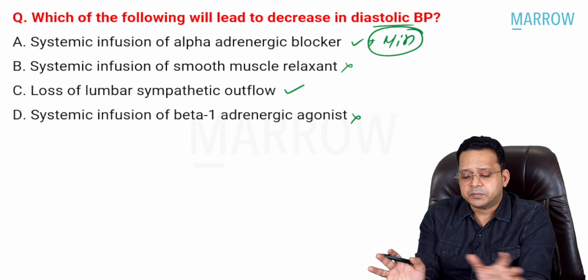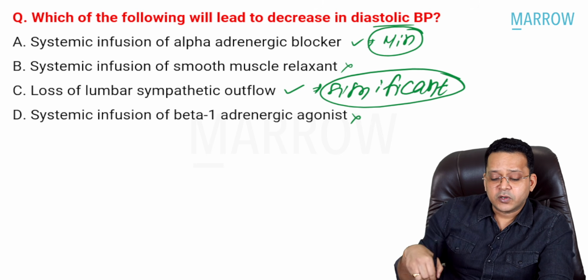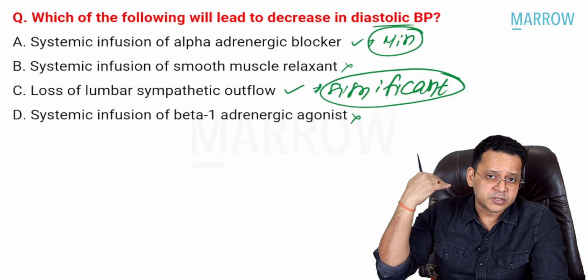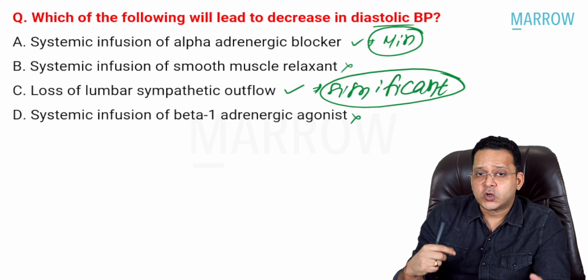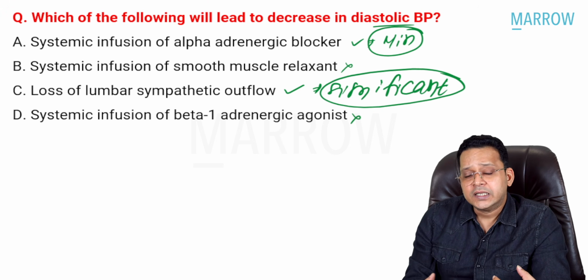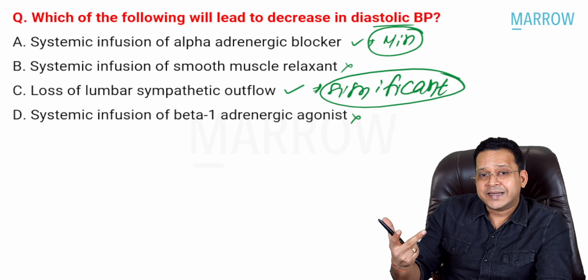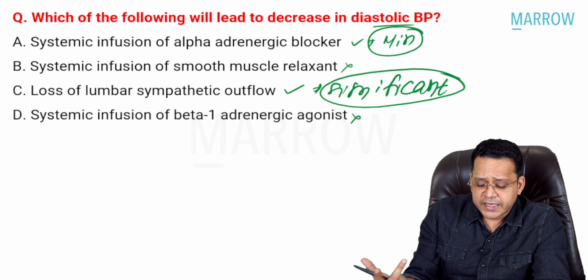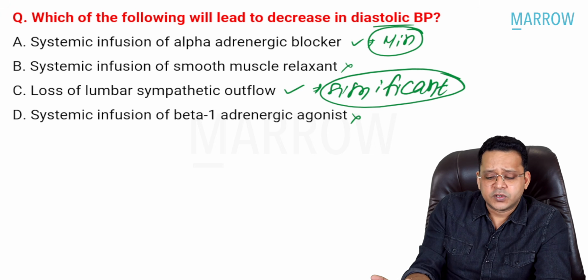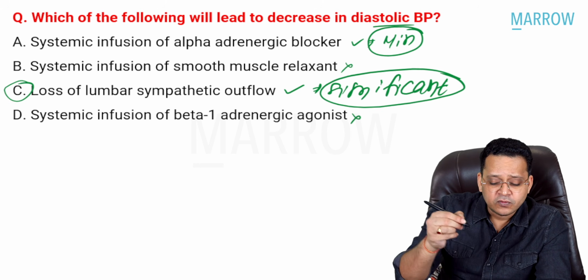It's not that significant, but a significant decrease in diastolic blood pressure would be seen because of a loss of lumbar sympathetic outflow. Suppose there is spinal cord trauma, and because of it, the sympathetic nervous system is not able to control the cardiovascular system. That would lead to vasodilatation, and that can lead to decrease in diastolic blood pressure, plus there would be postural hypotension, etc. So you can say this is an MCQ from pharma plus physiology. So the better answer, guys, here would be C, right?